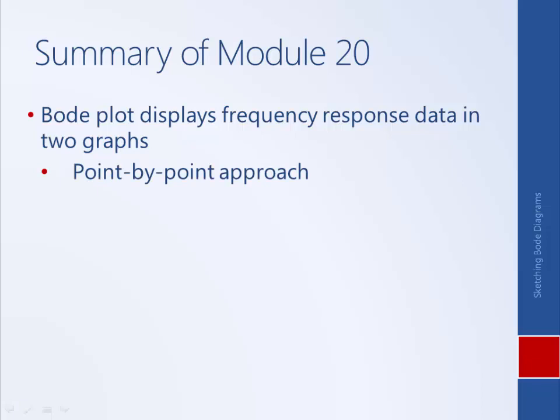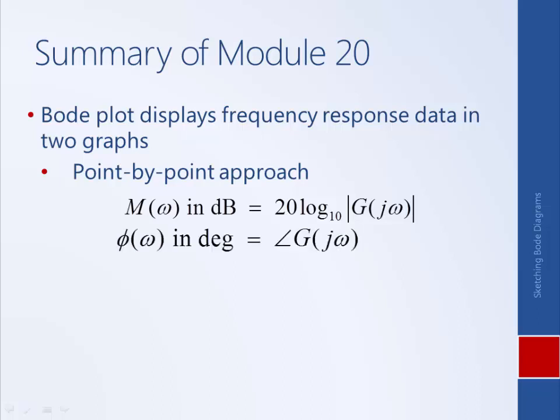One is a point-by-point approach, a brute force approach, which we in general will not employ. You calculate the magnitude of the complex number when you substitute s equals j omega into the transfer function and then convert it to decibels. And then you calculate the phase or the angle of that complex number when s equals j omega is substituted into the transfer function.